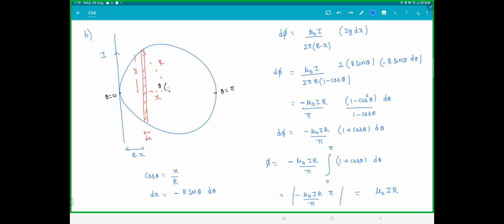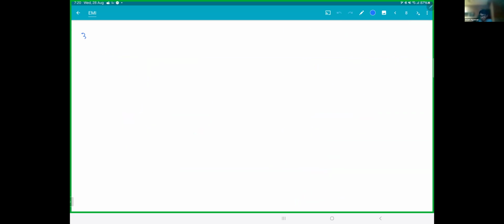Any doubts on this thing? It's more of a calculus question than physics. Physics got over after writing B into area. Turn the page. Any doubts? Clear, na Arjun? Aditya? Adrit, clear? Yes, sir. Great. We have a semi-infinite solenoid.